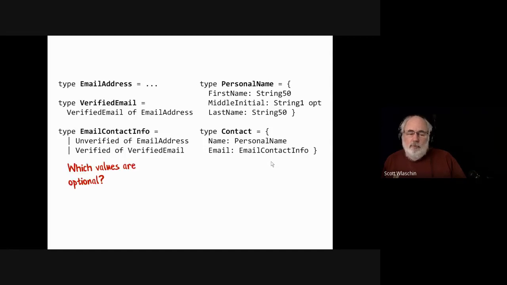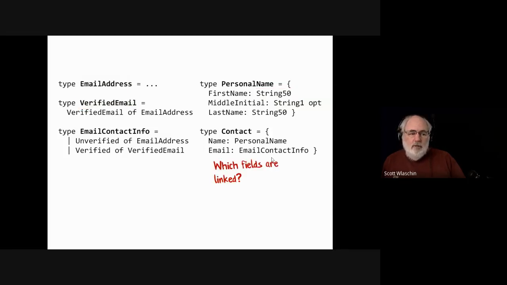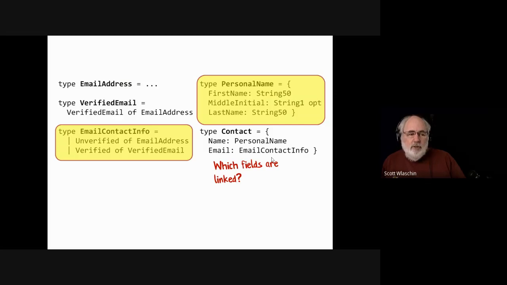So if we look at the rules, what things are optional, what are the constraints, what's the domain logic? Well, which things are optional is much more clear. It's literally staring me in the face. I don't have to look at the documentation. I don't have to look at any validation logic. What are the constraints? These things are constraint types. Again, I don't have to check the documentation, right? Which fields are linked? It's really obvious.